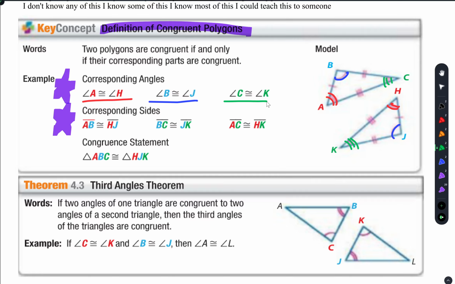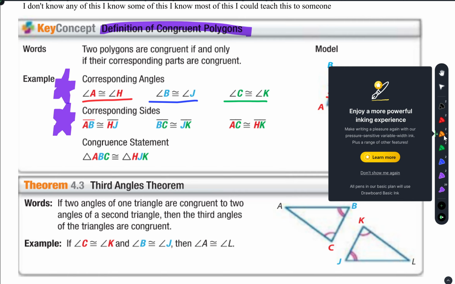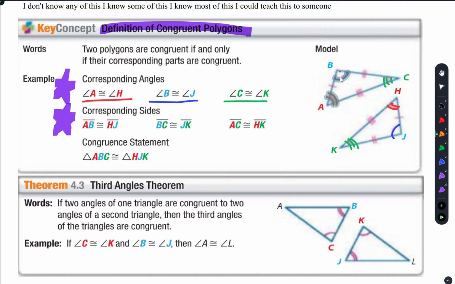I highly recommend when you start looking at your angles that you highlight them in different colors. So highlight the A and the H in red, the B and the J in blue, the C and the K in green, whatever it is, to make it make sense to you. Because when we start talking about segments, we have to pay attention to the order that we write our segments in. When I talk about corresponding sides, I'm going to erase some of my colors here, actually.